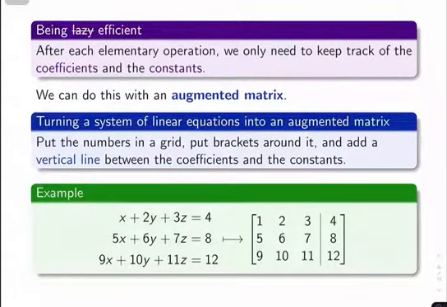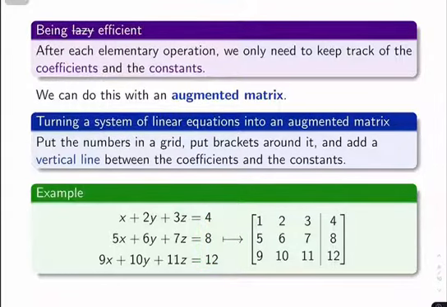Now I want to introduce a time-saving notation. So remember that for a system of linear equations, the variables for all of the equations are the same, right? Like here we have x, y, z, and we have that for all of the equations. So we don't really need to write down the variables. What we really need to keep track of is the coefficients and the constants. Remember that the coefficients are these numbers in front of the variables. And the constant terms are the ones here.